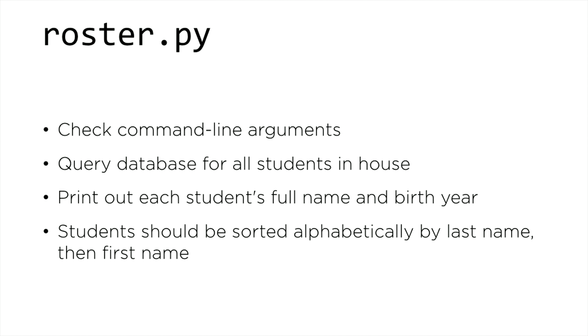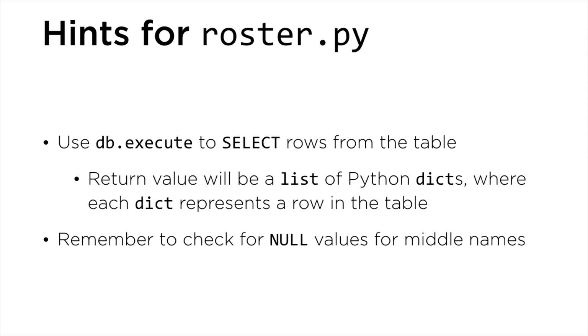So what are the steps that you'll need to follow in roster.py? First, as before, you should check the command line arguments and make sure that the program is run as python roster.py, followed by one more command line argument representing which house's roster you would like to generate. Then you'll query the database for all of the students in that house, and then you'll print out each student's full name and birth year, sorted alphabetically by last name and then by first name. Here are some hints for how you might go about doing that.